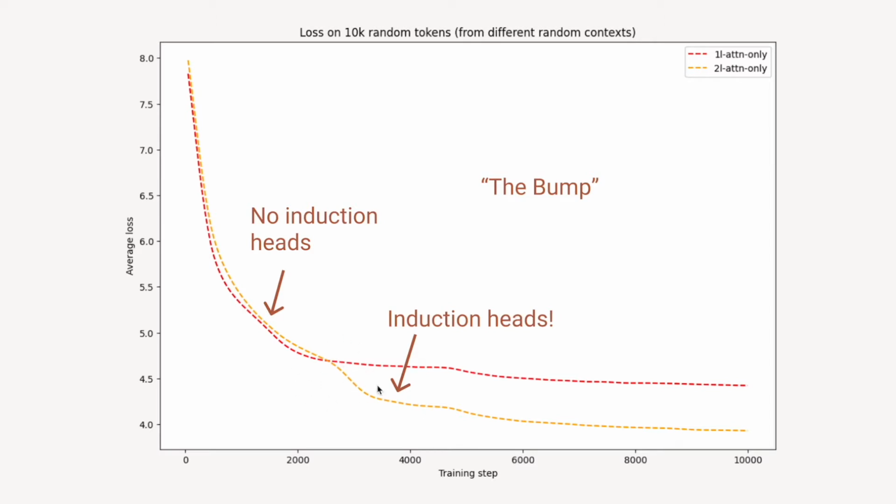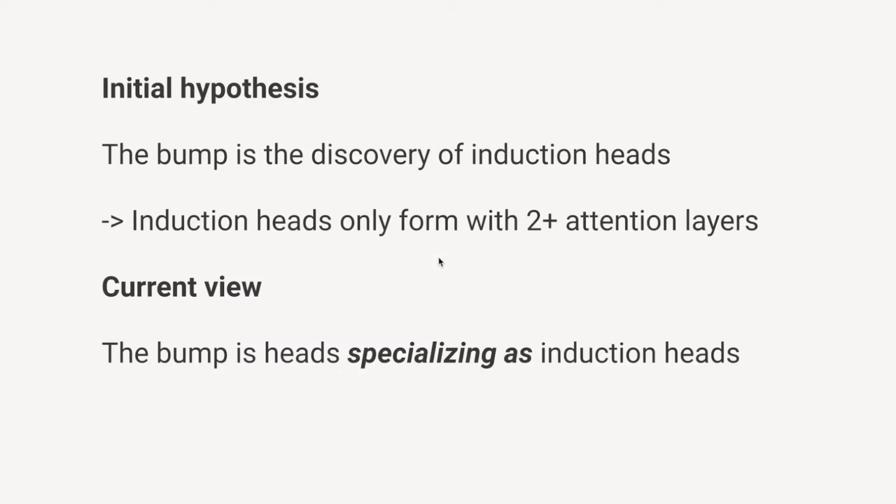This led us to develop a hypothesis that this divergence in training trajectories between the one-layer and larger models had something to do with induction heads. That's the main hypothesis that we will be exploring today. Another reason that we found this hypothesis plausible, that the bump has to do with the discovery of induction heads, is that induction heads can only form if there are two or more attention layers. I'll review why that is in a little bit.